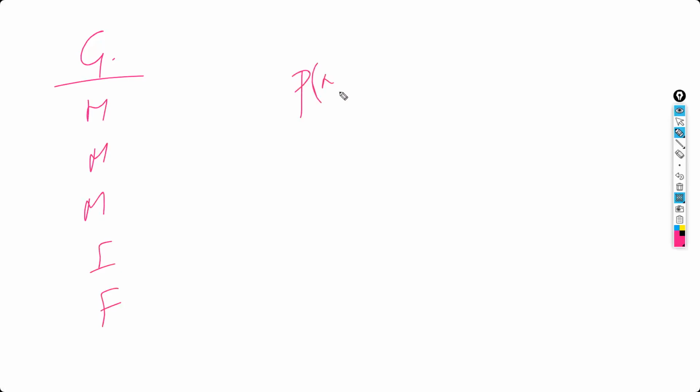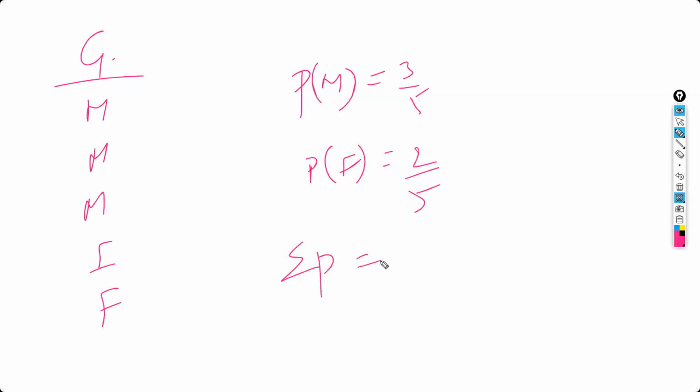Take any discrete variable of your choice, like gender. Okay, example of gender: male, male, male, female, female. What is the probability of male? 3 by 5. What is the probability of female? 2 by 5. What is the total probability? Total means sum. The sum of the probabilities is 3 by 5 plus 2 by 5, which is 5 by 5, which is 1.